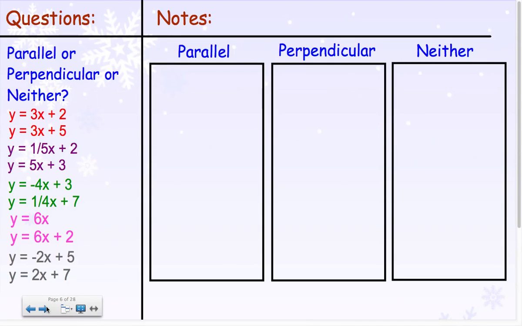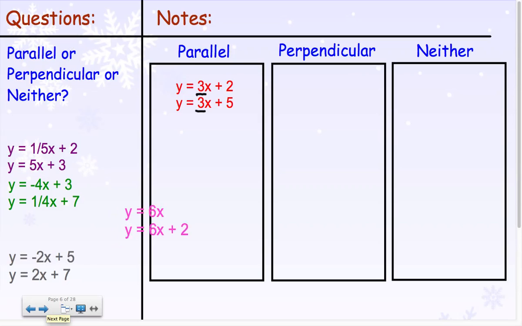Parallel, perpendicular, or neither. This is a click and drag to figure out which sets of equations should go in which box. I'm going to start with my parallel column. I know that parallel slopes have to be the same, so this one is the easiest. I'm going to drag over all the ones that have the same slope. So the slope is 3, the slope is 3. They are the same. The other one that I see is the same is right here. This one has a slope of 6, a slope of 6, so those lines have to be parallel.